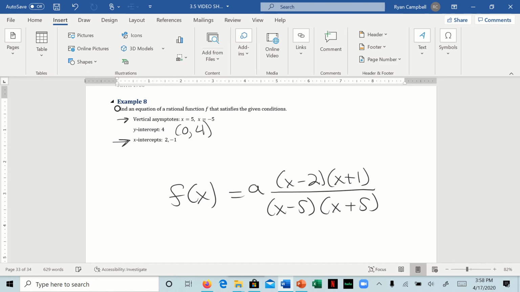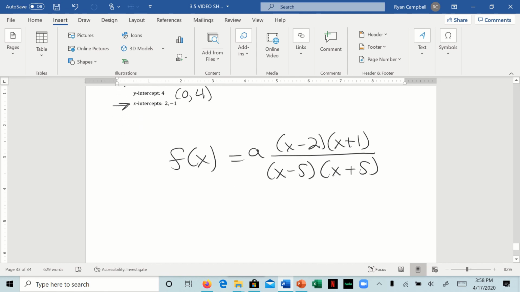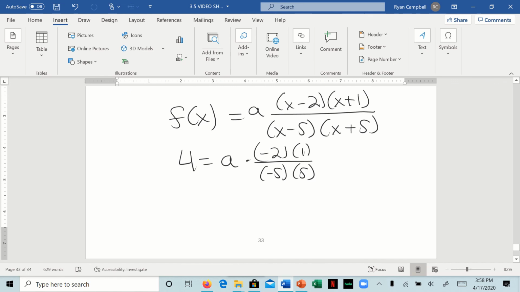So we can plug in our point to figure out what is a, right? So 4 is a times negative 2 times 1 over negative 5 times 5. And I'm just plugging in 0, right? 0 minus 2 is negative 2, 0 plus 1 is 1, 0 minus 5 is negative 5, 0 plus 5 is 5. So 4 equals a times 2 over 25.